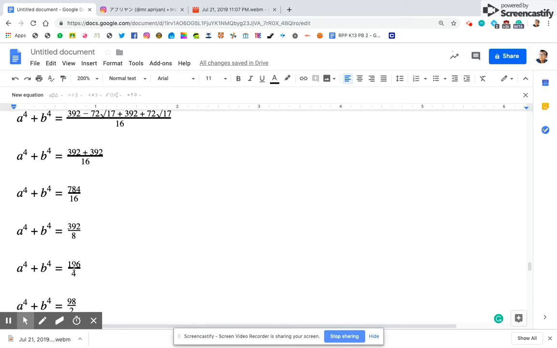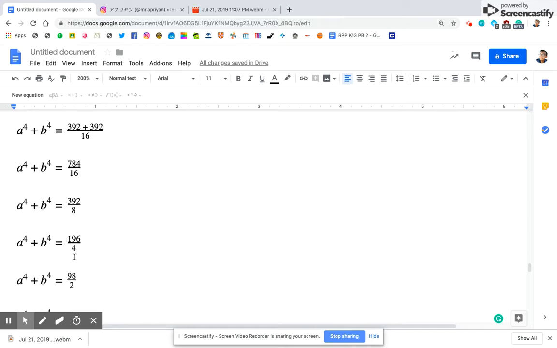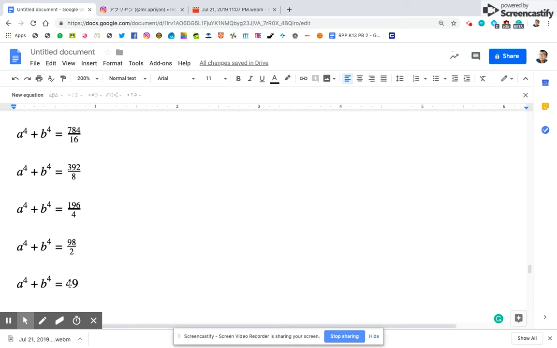I want to simplify again. 392 divided by 2 is actually 196. And 8 divided by 2 is actually 4. Alright, still hard. Let's divide again by 2. So 196 divided by 2 is 98. And 4 divided by 2 is 2. So the last division is 98 divided by 2 is 49. So if you guys answered 49, congratulations.